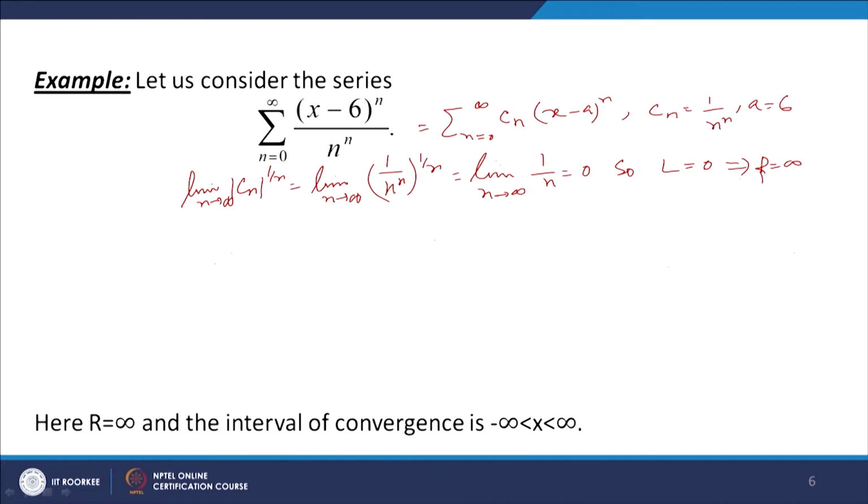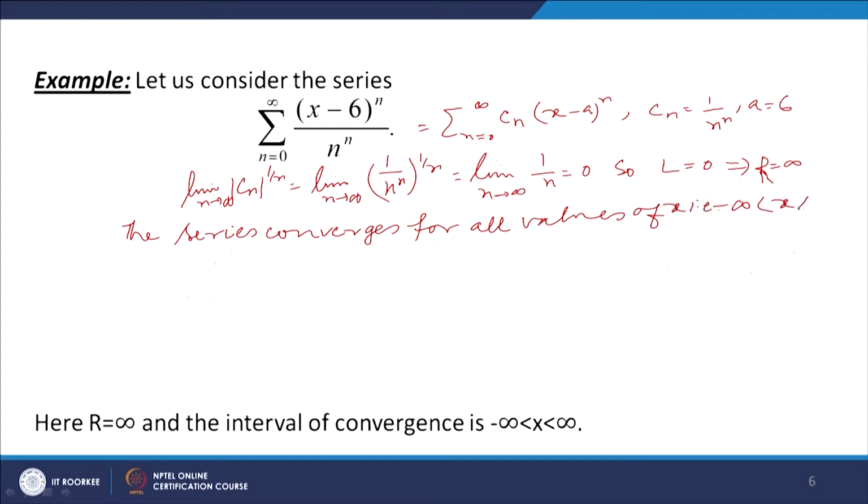infinity. Okay. R is equal to infinity, and as we have seen, this power series always converges at its center. So, the given power series converges at x is equal to 6, and therefore, the series converges for all values of x from minus infinity to infinity. Okay. So, radius of convergence is infinity. The conclusion is that the given series converges for all values of x, that is minus infinity less than x less than infinity.